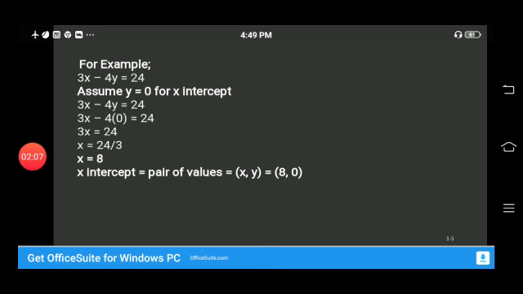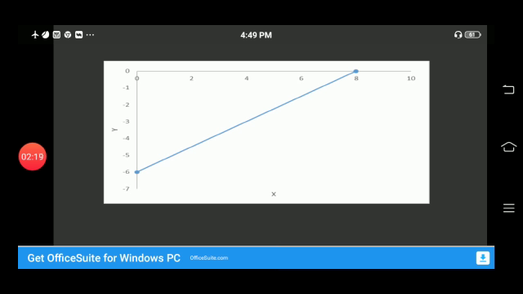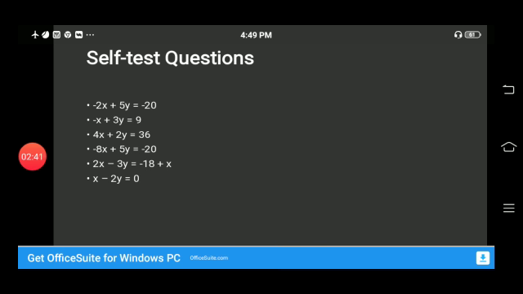It intersects the x-axis. And if we put x is equal to 0, then we will find the value of y. That would be the y-intercept, that would be 0 and minus 6. We can plot it easily. Now you can see that the y-intercept is minus 6 and the x-intercept is 8, right? The x-intercept is 8 and the y-intercept is minus 6. So by plotting these and joining them, we get a straight line.